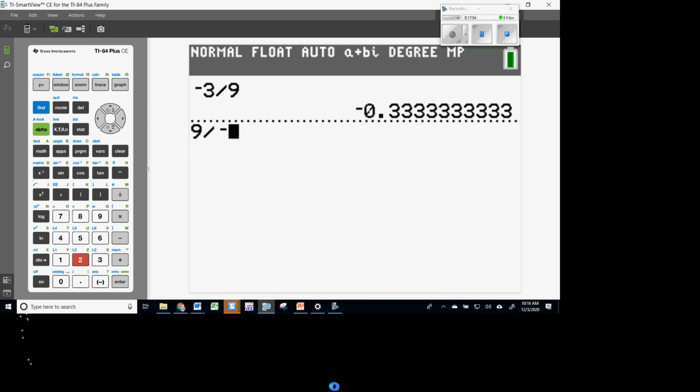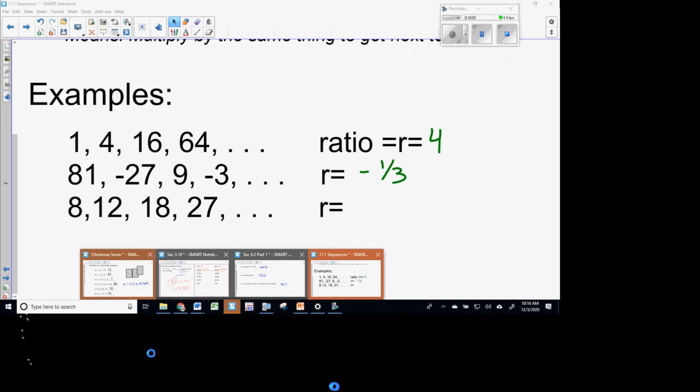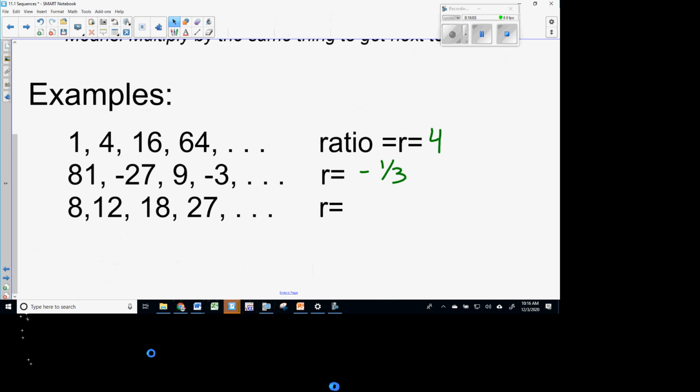Nine divided by -27 to get your answer. And I show you that because when you look at the next one, 8, 12, 18, 27, kind of a hard one. So if I said, well, what type is that? First, think arithmetic. What would I add to get the next term? Okay, not arithmetic. It's not the same.